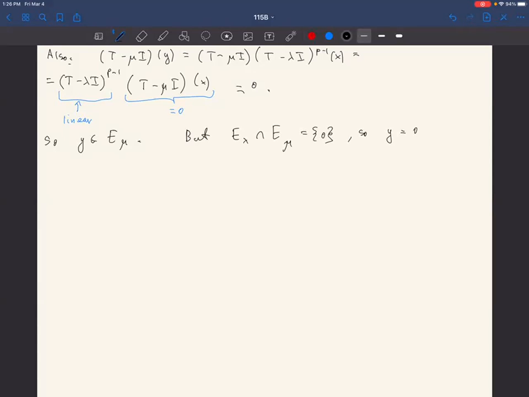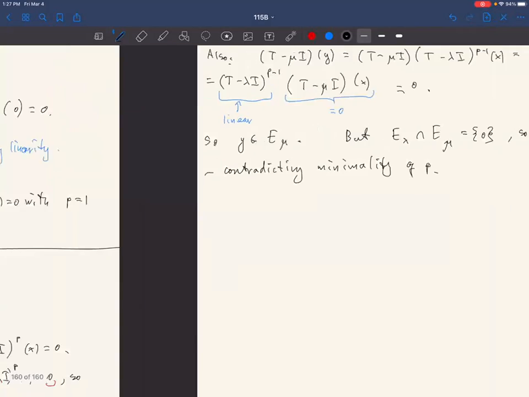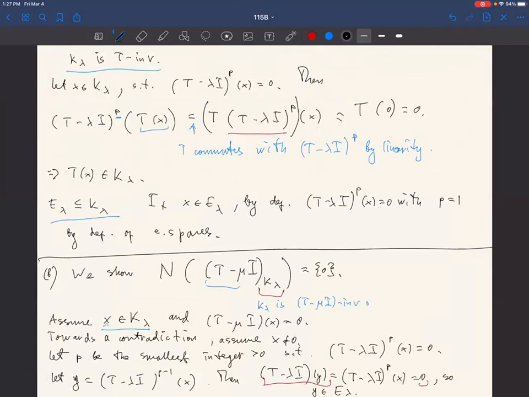And y is equal to 0, but this contradicts the choice of p, contradicting minimality of p. Because remember, p was chosen to be the smallest positive integer so that the p-th power of T minus lambda I evaluated on x gives us 0. But here we have found a smaller power, so this contradicts minimality of p. Okay, so we got a contradiction from assuming that x was not 0. So it means x is 0.